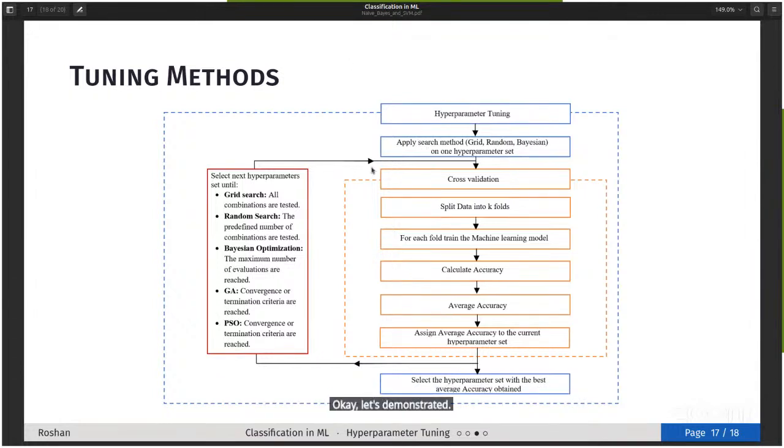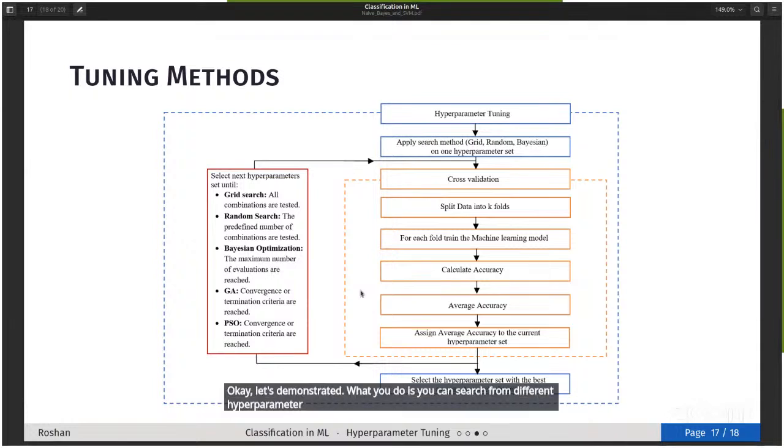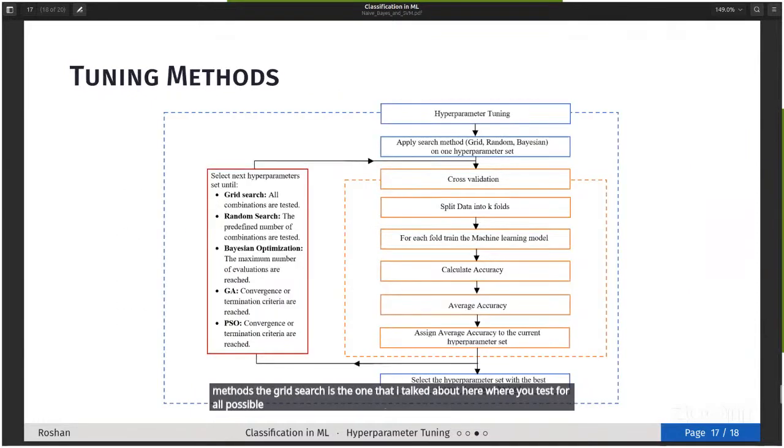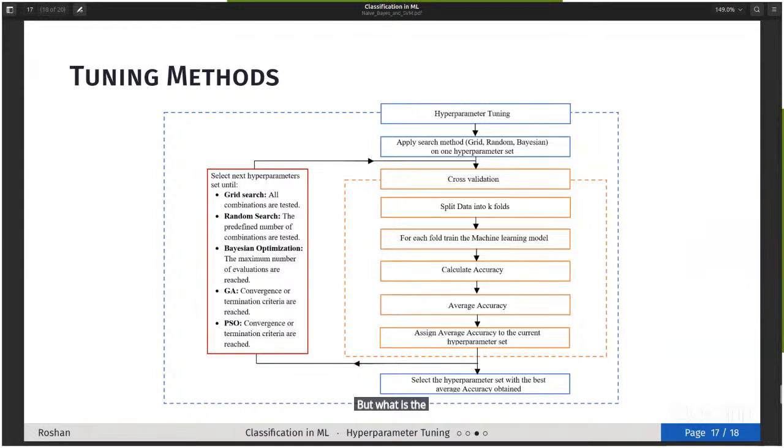What you do is you can select different hyperparameter search methods. Okay. The grid search is the one that I talked about here, where you test for all possible combinations. But what is the problem with grid search? Anyone? What do you think the problem will be with grid search?